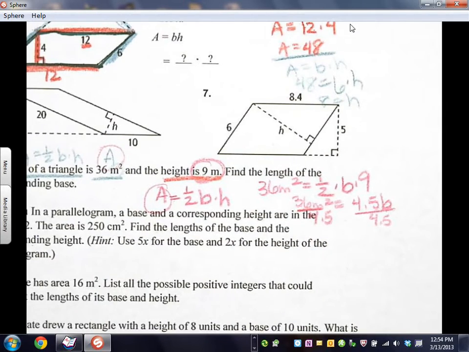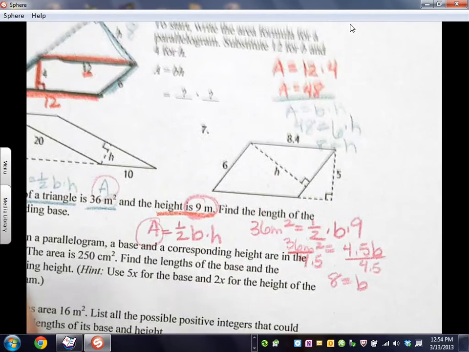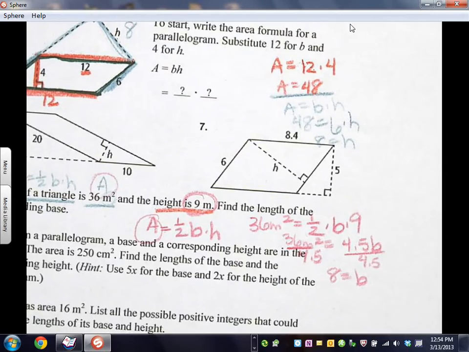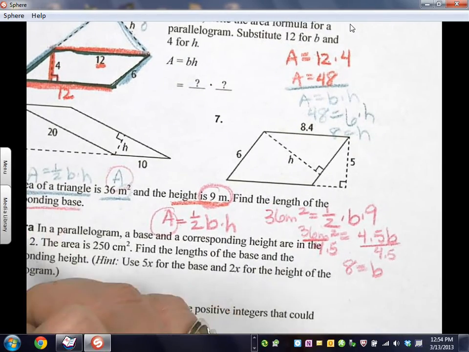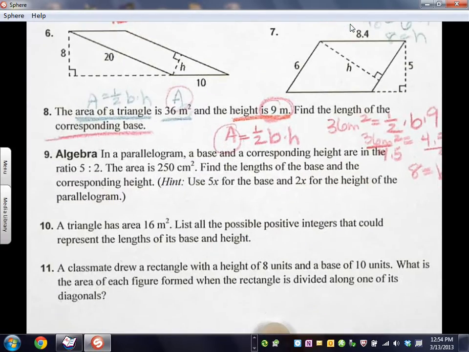What is 36 divided by 4.5? 8. And so that is the height of that. I mean the base. Because that's what we were looking for, the corresponding base. Okay? Let's look here at number 9.